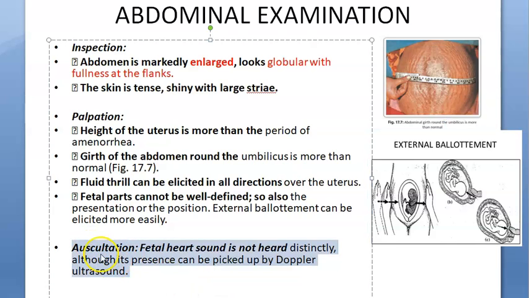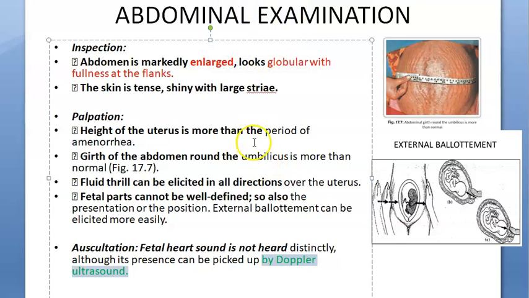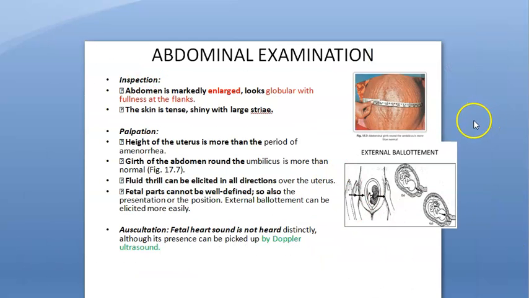Right? Then coming to auscultation, the fetal heart sound is not heard distinctly, although its presence can be picked up by a Doppler ultrasound. So you'll need a Doppler ultrasound to pick up the fetal heart sounds. If you use a stethoscope, you cannot hear the fetal heart sound. Okay? Because there is so much fluid, you can understand that, right? So this is abdominal examination.